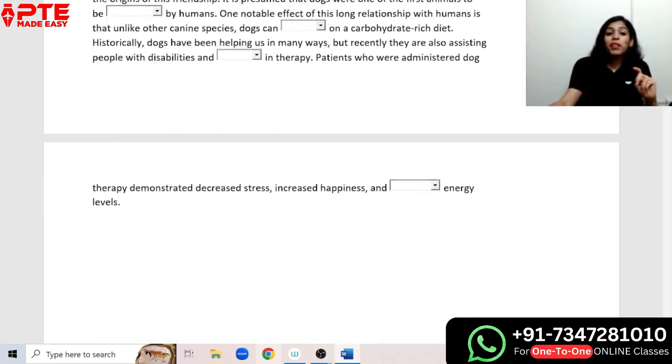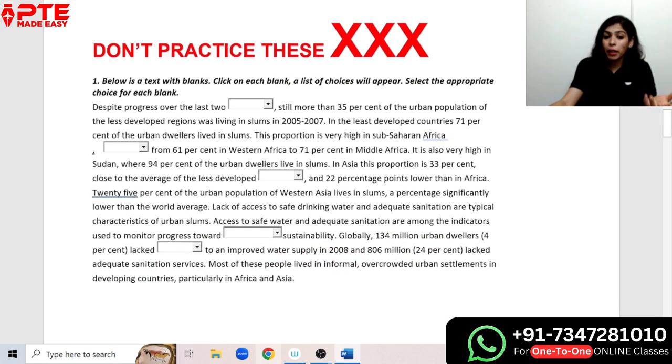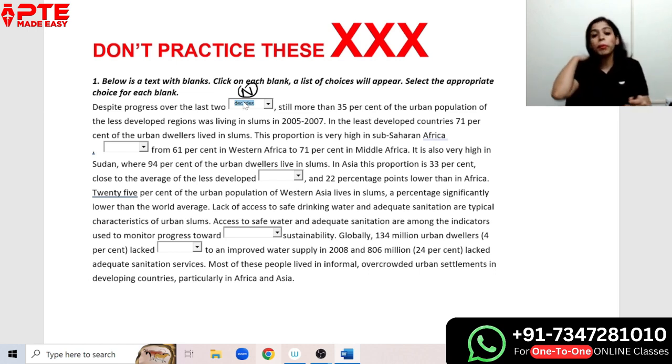Now, as I have previously mentioned, don't practice these. You'll get to know why I am asking you to do this. Look at the first question. Despite progress over the last two, blank, last two will have a noun here. Last two, doubtful: doubtful is an adjective. Last two, decades, and last two, destiny. It is quite easy. Anyone can tell that the answer is going to be decades only, without even reading the sentence again, without even matching the meaning.